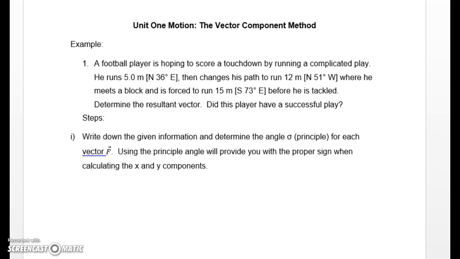Essentially with our vector component method, there's 5 steps that we can follow. With these 5 steps, what we're trying to do is take all of these crazy angled values and create a right triangle by finding their x and y components. So our first step is we're going to write down our information, and then determine the principal angle for each of those vectors. We will then use those principal angles shortly to help us find our x and y components, which is step number 2.